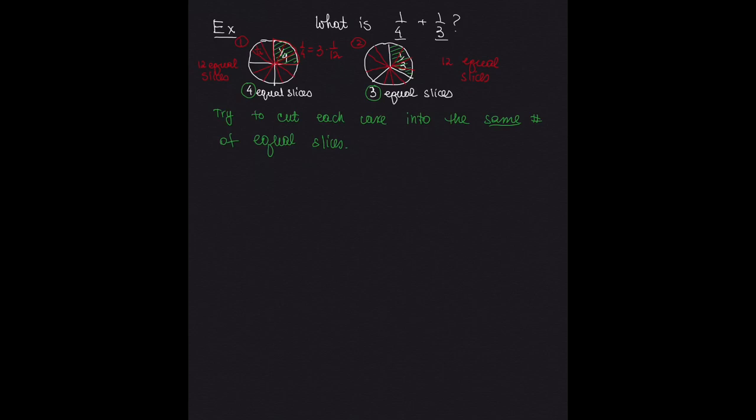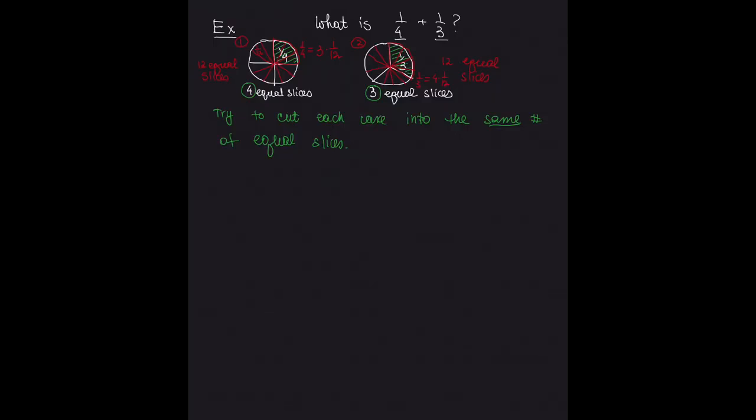And on the other hand, 1/3 of a cake is equal to 4 of these smaller slices. So 1/3 of a cake is equal to 4 of these smaller slices. So it's 4 times 1/12.